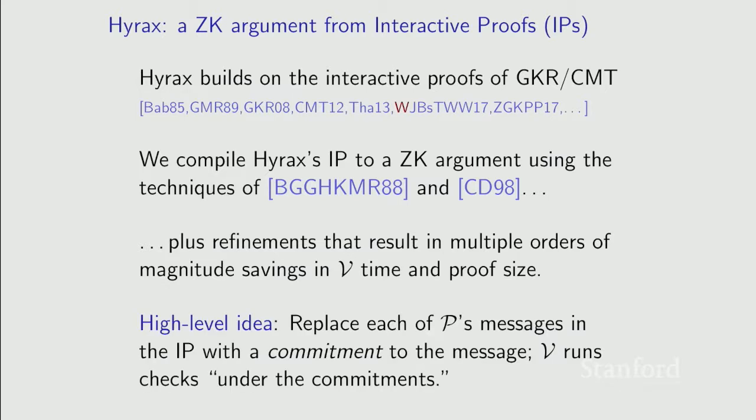So the high-level idea in Hyrax is that in an interactive proof, the verifier is sending questions and the prover is sending answers to those questions. And what we're going to do is replace all the answers that the prover sends with cryptographic commitments to the answers. And then the prover is going to help the verifier to check that the contents of the commitment are actually a message that would have been valid in the underlying interactive proof, without revealing anything else.